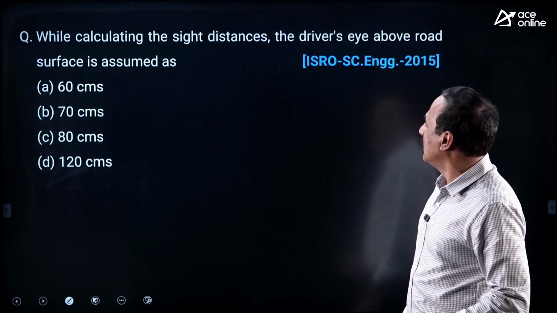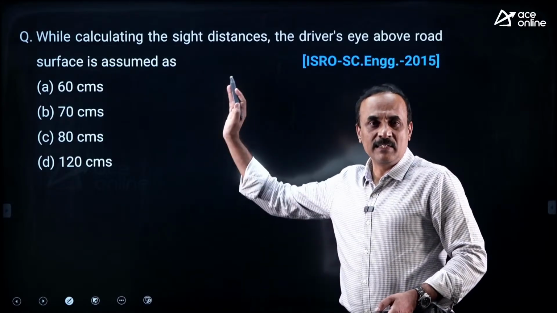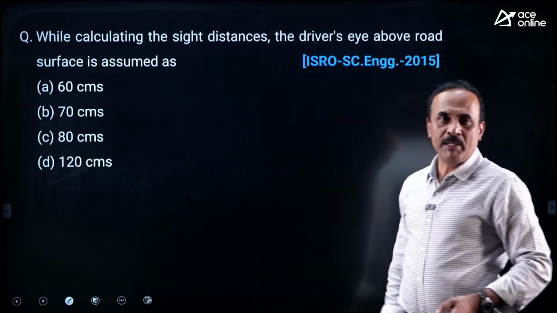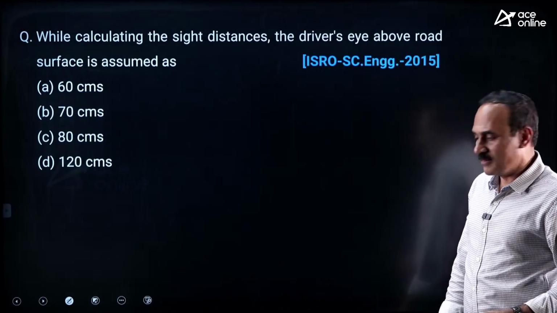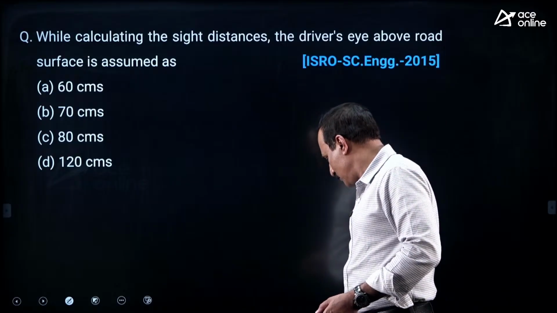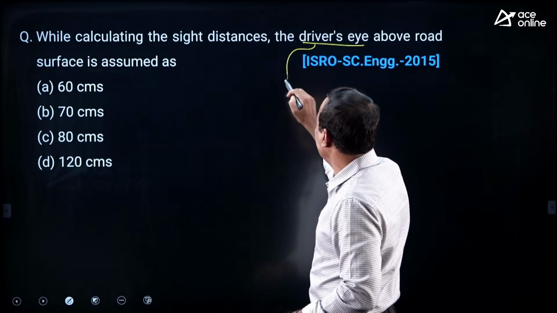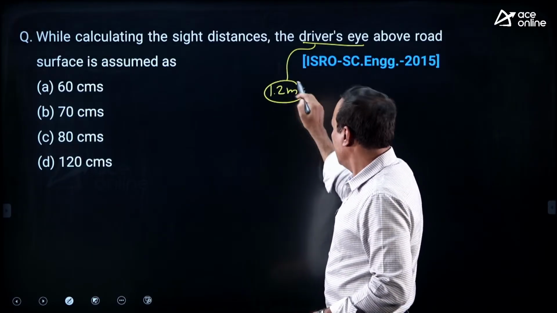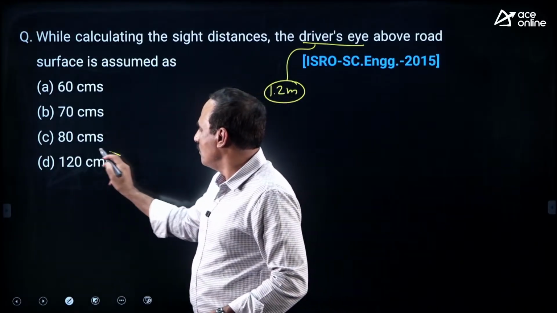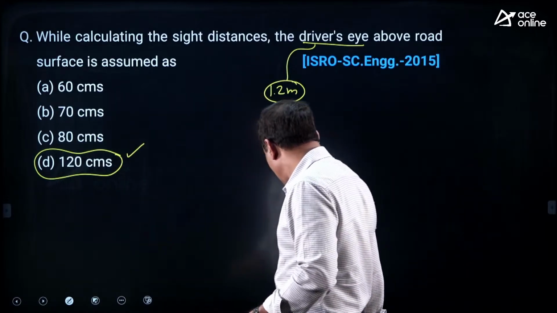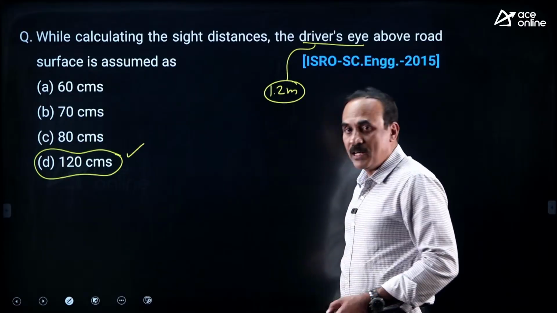Now, look at the question. While calculating the side distance, the driver's eye above the road surface is assumed as, it is a IRC specification. Give me what may be the answer for this. If you remember, comment the answer. What is the answer? Driver's eye level is 4 feet, nothing but 1.2 meter. Very good. Answers are correct. So, 1.2 meter is nothing but 120 centimeter. Answer is option D. Very nice. Murali, correct.